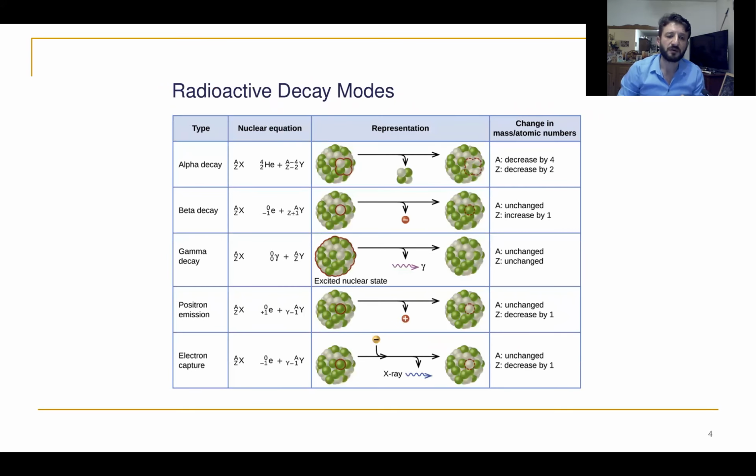Here we have a table where I show the reaction of each decay: alpha decay, beta decay, gamma decay, positron emission, and electron capture. We talk about these processes in the next chapter.